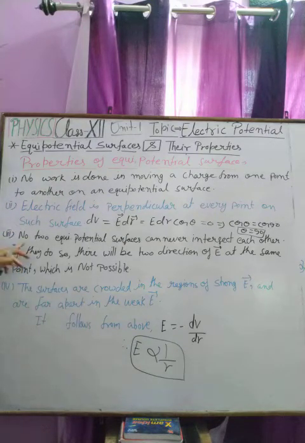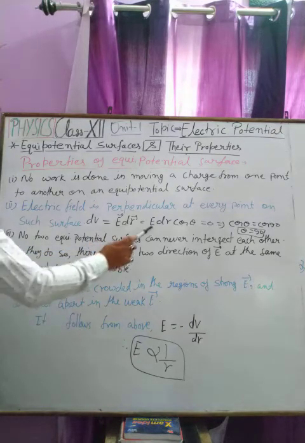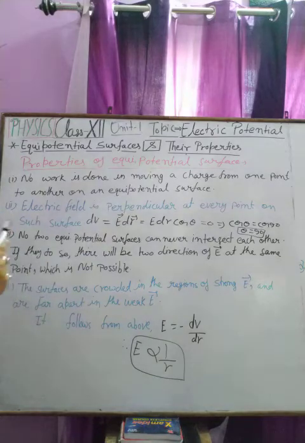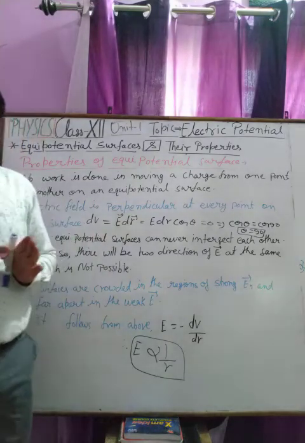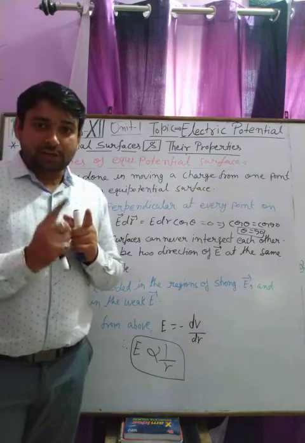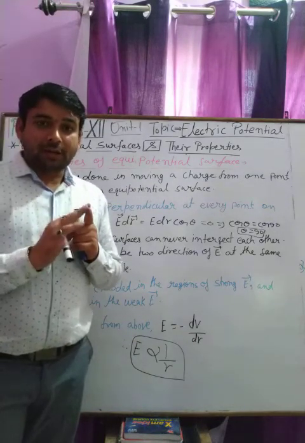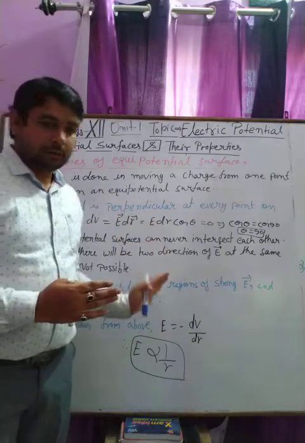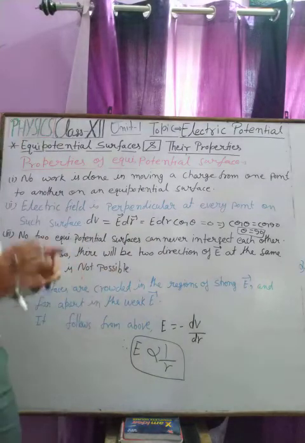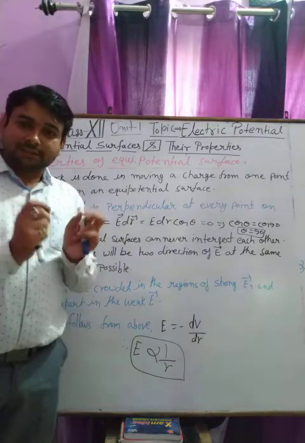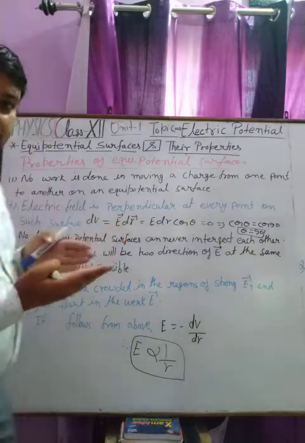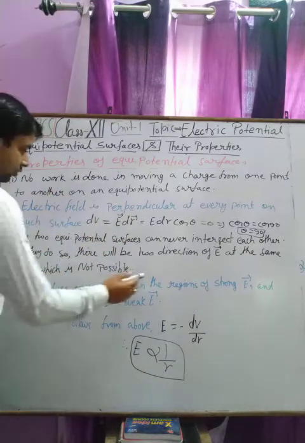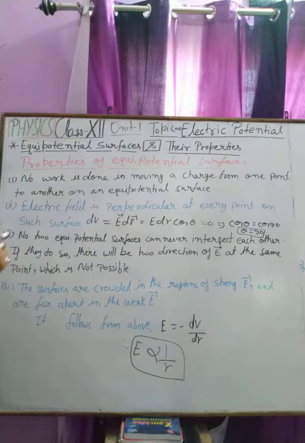Next, no two equipotential surfaces can ever intersect each other. If they do, student, then since the equipotential surfaces are perpendicular to the electric field, at the same point there would be two directions of electric field, which is not possible, so they cannot intersect.